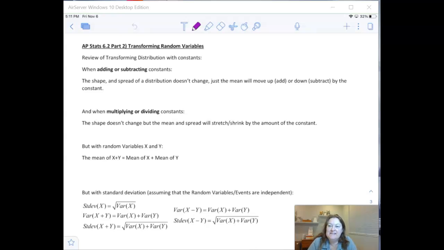All right, hi stats. This is notes for 6.2, the second part. So make sure that you've watched that first part about how to use your graphing calculator and how to use a z-table to find normal distribution probabilities, all right?